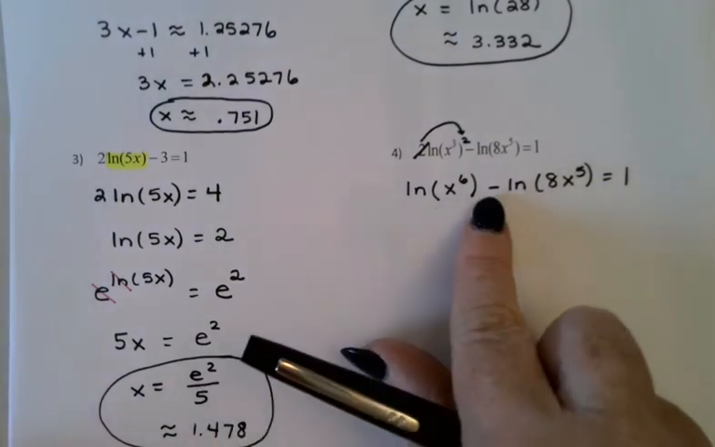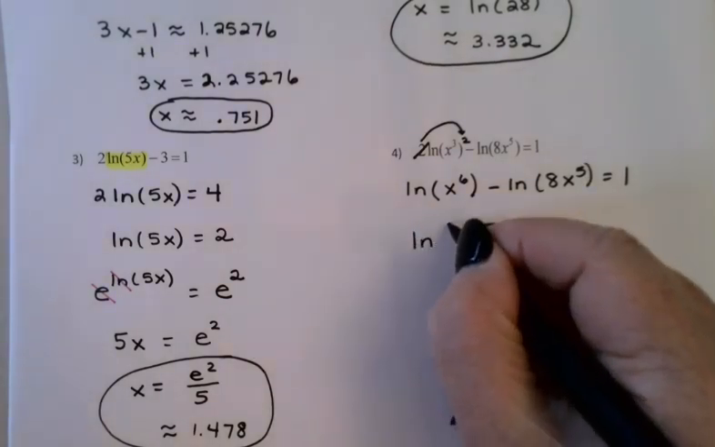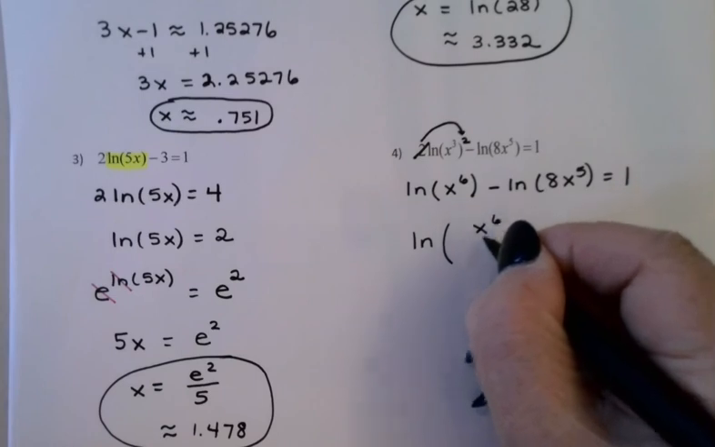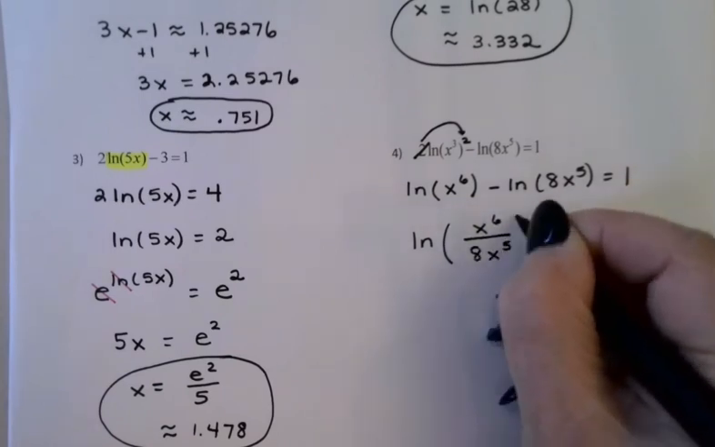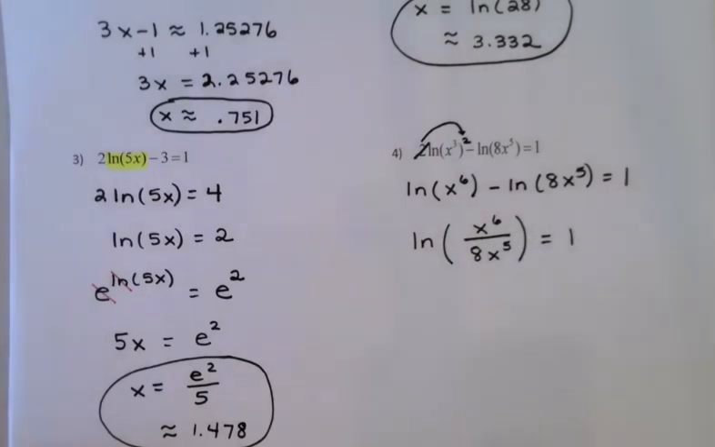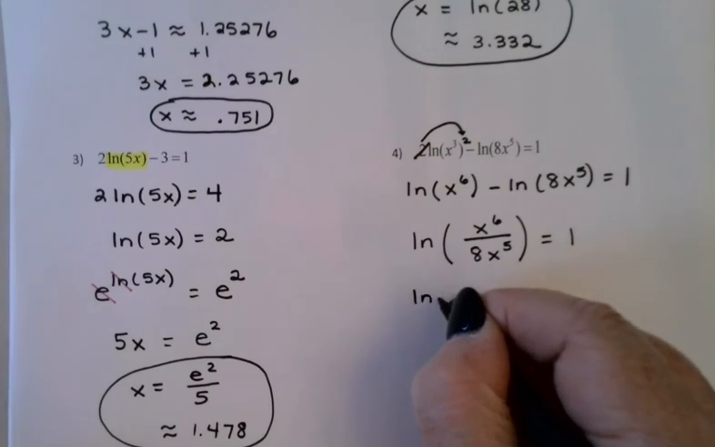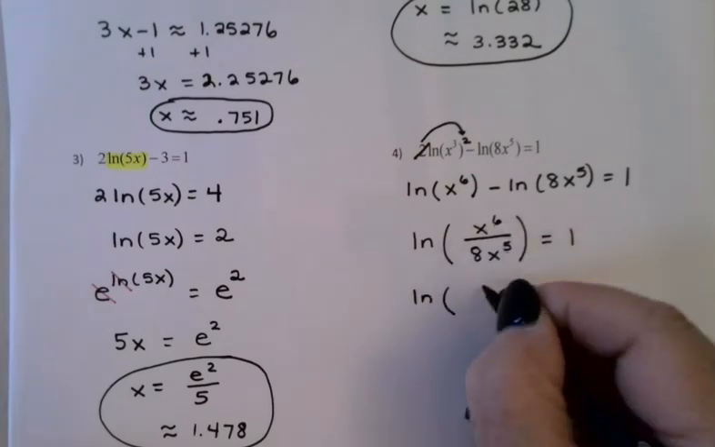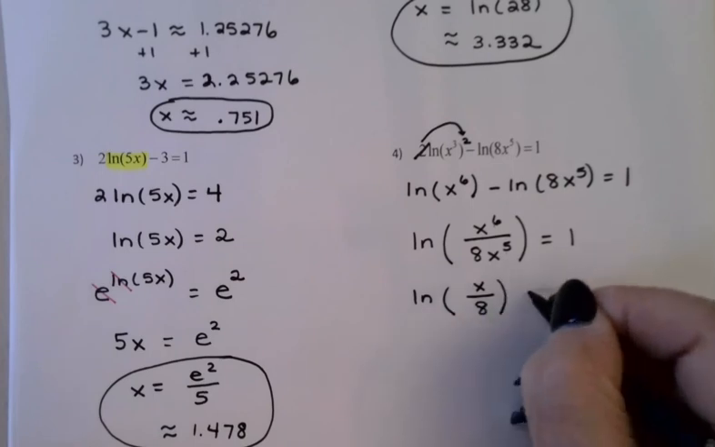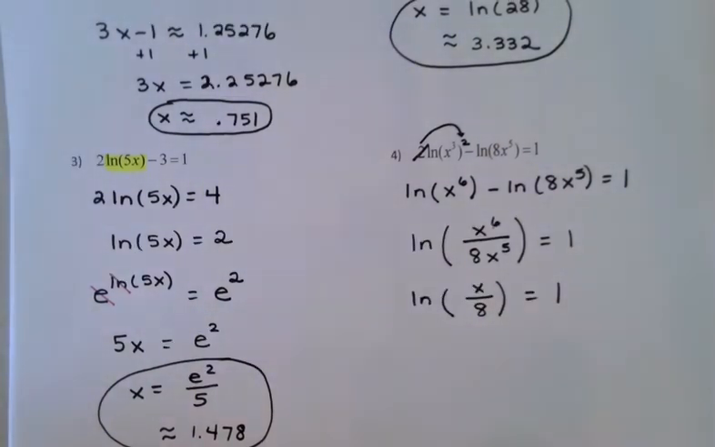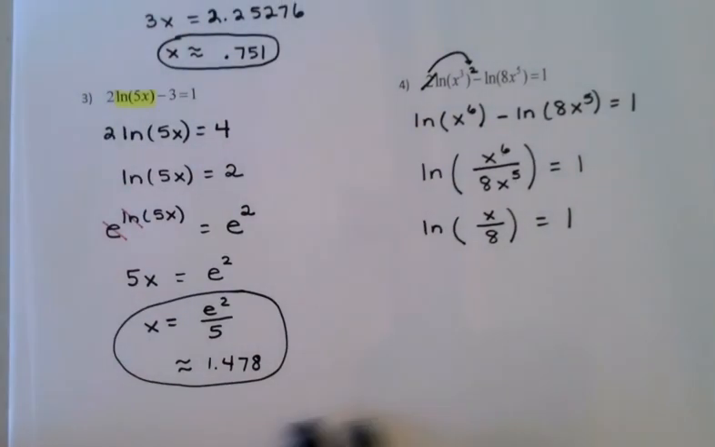I can combine this difference as the log of a quotient. So the natural log of x to the 6th divided by 8x to the 5th equals 1. And then I'm going to simplify inside my parentheses. Subtracting exponents gives me x to the 1st on top, and that 8 is still on the bottom. All right, all that was just to simplify and get it down to one logarithm.